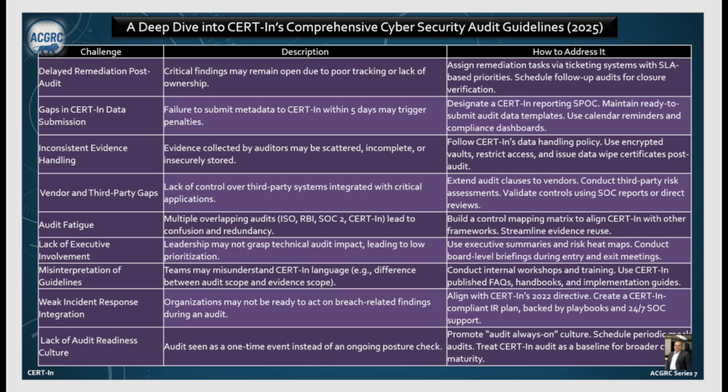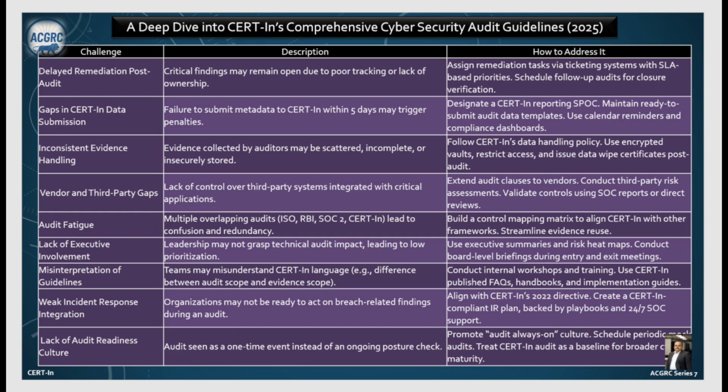The next challenge is having multiple audits which are overlapping. This can lead to confusion and redundancies. This is known as a case of audit fatigue. You can address this by building a control mapping matrix to align CERT-In with other frameworks, thus streamlining evidence reuse.